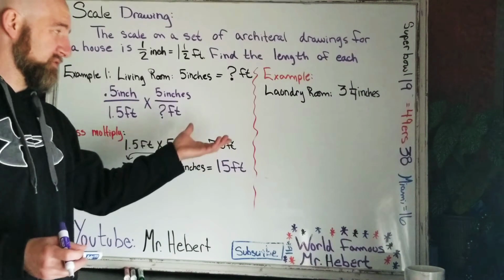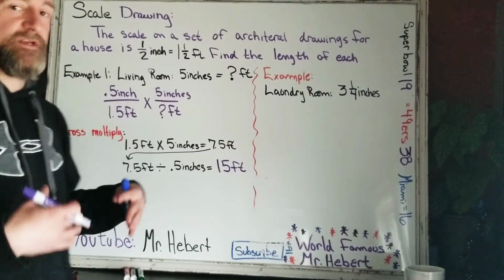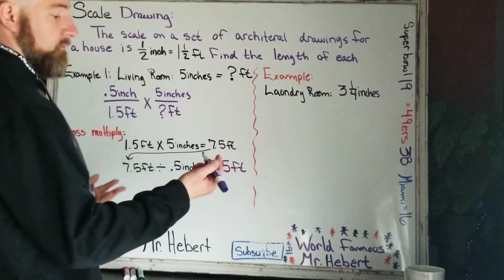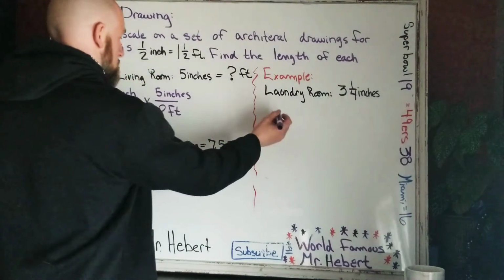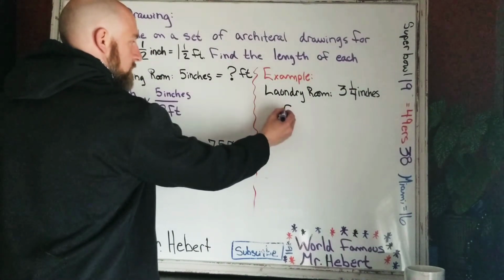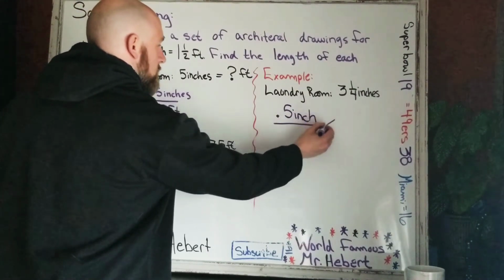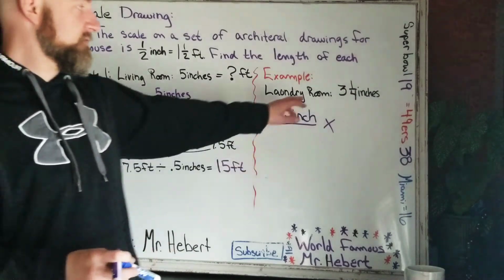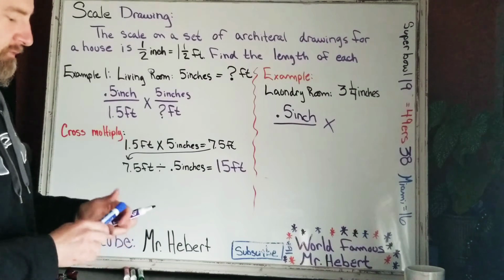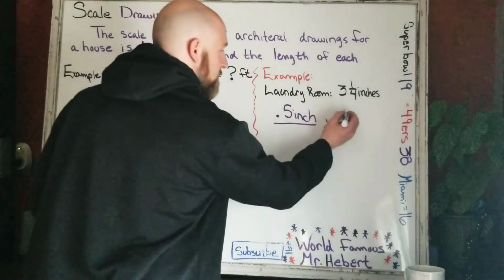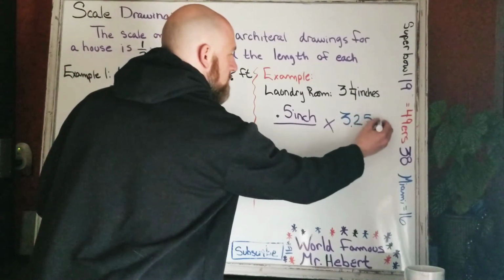All right, so example 2, we'll go over this one, laundry rooms. It's 3 1/4 inches long. So we're gonna rewrite this whole process. We're gonna take our 1/2 inch equals 1.5 feet. All right, 0.5 inch over. Now we're given that it's 3 1/4 inches long when measured. So 3 1/4 as a decimal would be 3.25 inches.